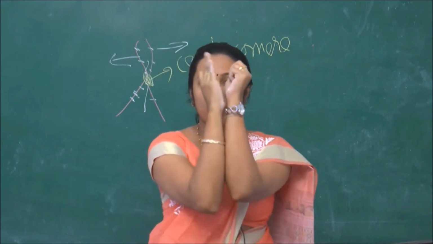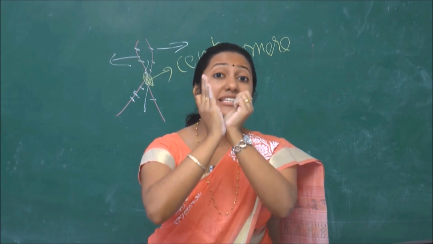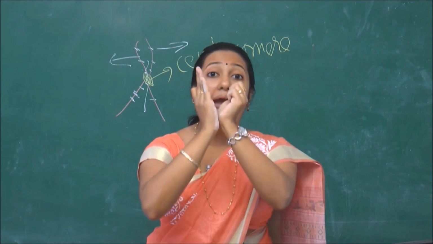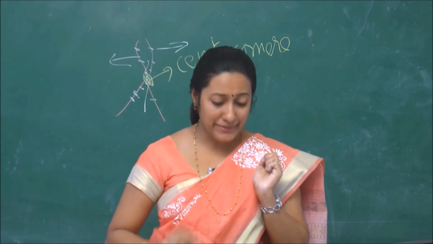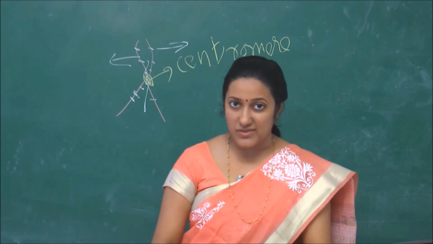So it is dividing two sister chromatids joined together by a centromere. At the time of mitosis a vertical division occurs and the sister chromatids move apart. Okay, so those are the main things about the chromosomes.